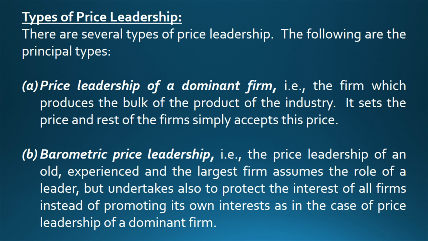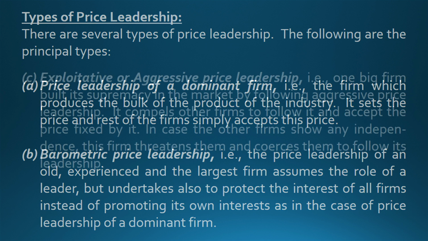A. Price leadership of a dominant firm, that is, the firm which produces the bulk of the product of the industry. It sets the price and the rest of the firms simply accept this price. B. Barometric price leadership, that is, the price leadership of an old, experienced and largest firm which assumes the role of a leader, but undertakes also to protect the interest of all firms instead of promoting its own interests as in the case of price leadership of a dominant firm.